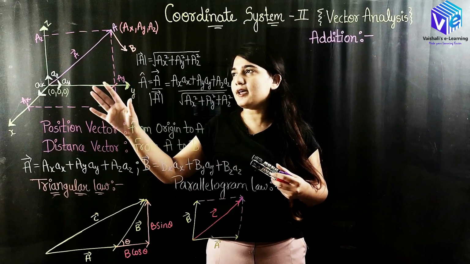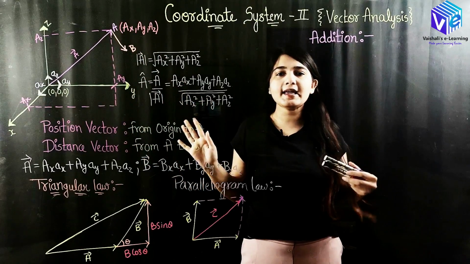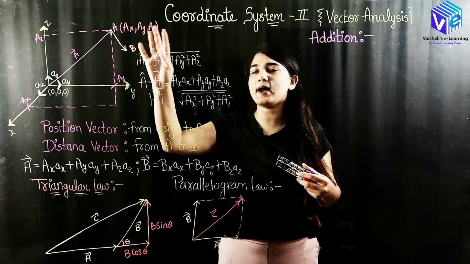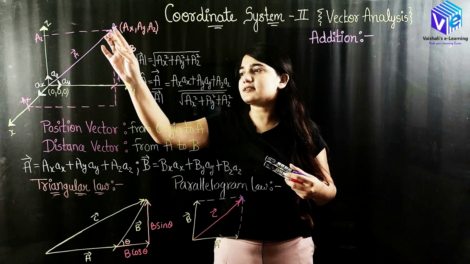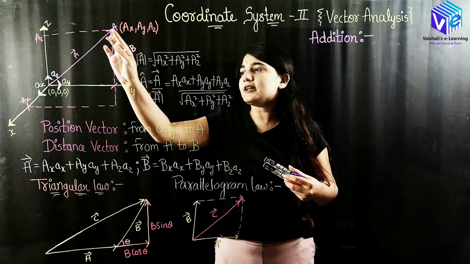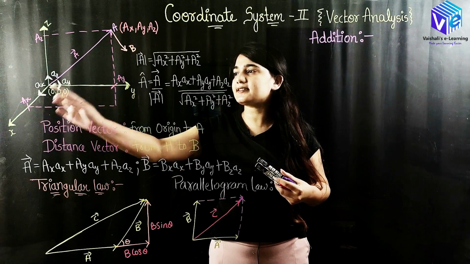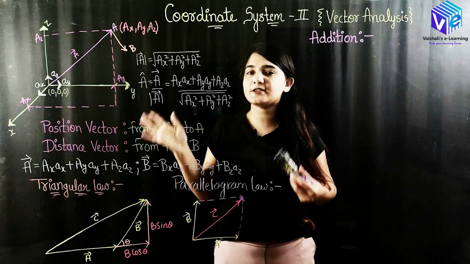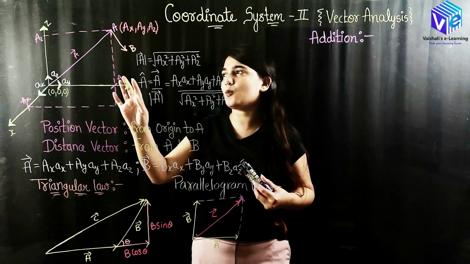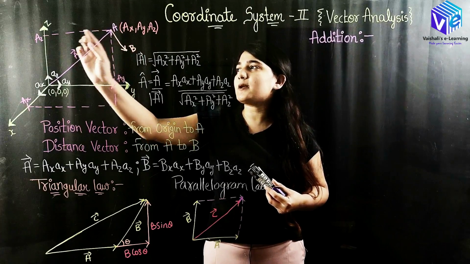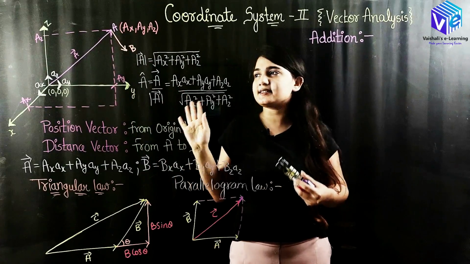Now, if I have any point A in space, this point A can be represented with the points Ax, Ay and Az. Ax is the point where A's perpendicular line intersects the x-axis. Ay is the point where A's perpendicular line intersects the y-axis, and Az is the point where A's perpendicular line intersects the z-axis.